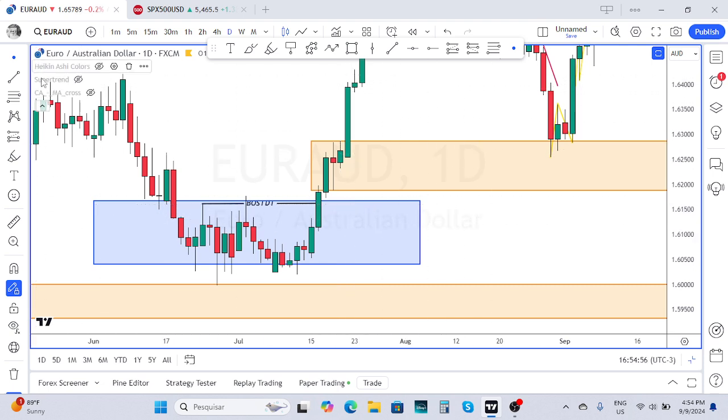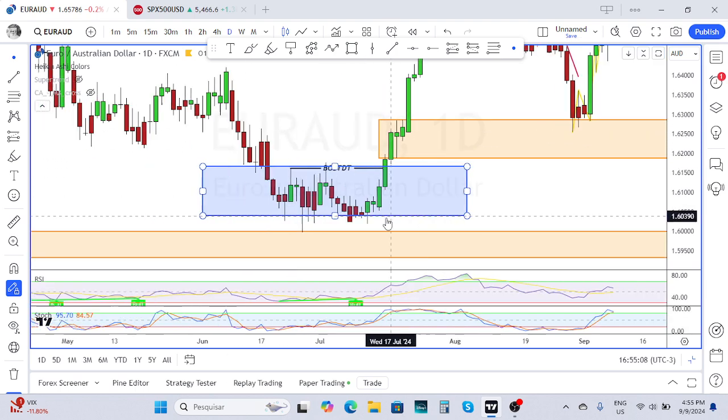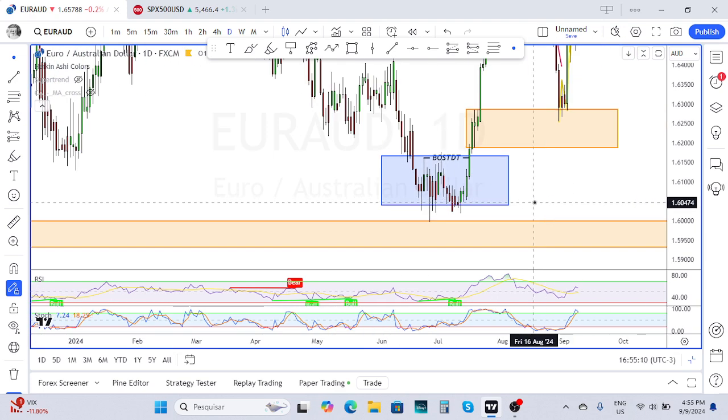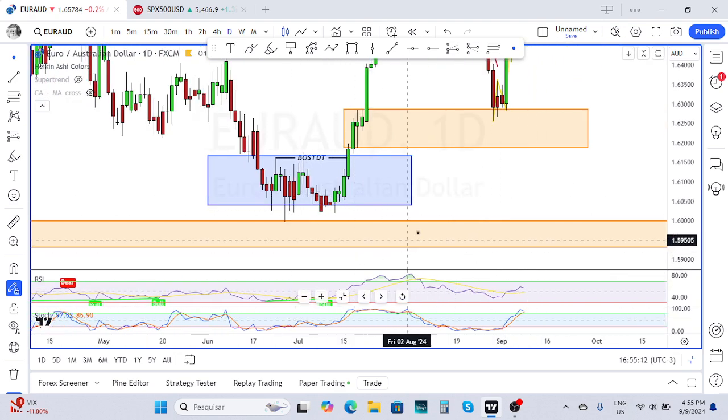Sometimes I use my Ichimoku colors, right? So my Ichimoku color is telling me green. It was a green body candle. That is a buy for me. And also I have, what do I call this? I call this the RSI, and this is the stochastic.